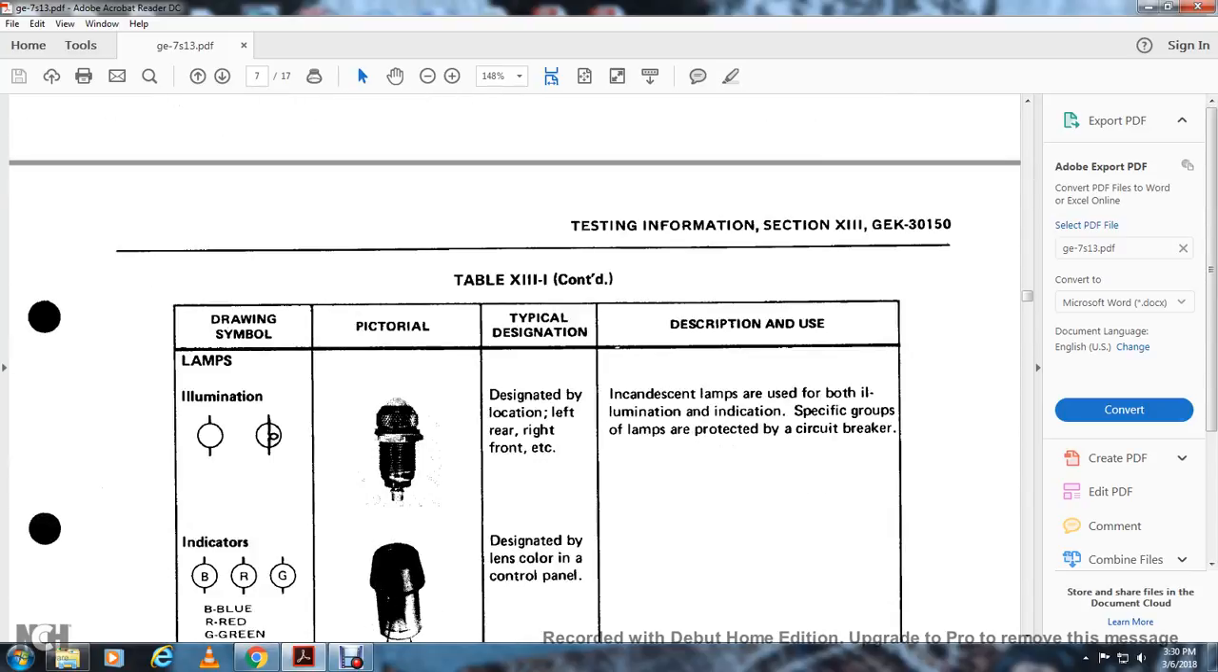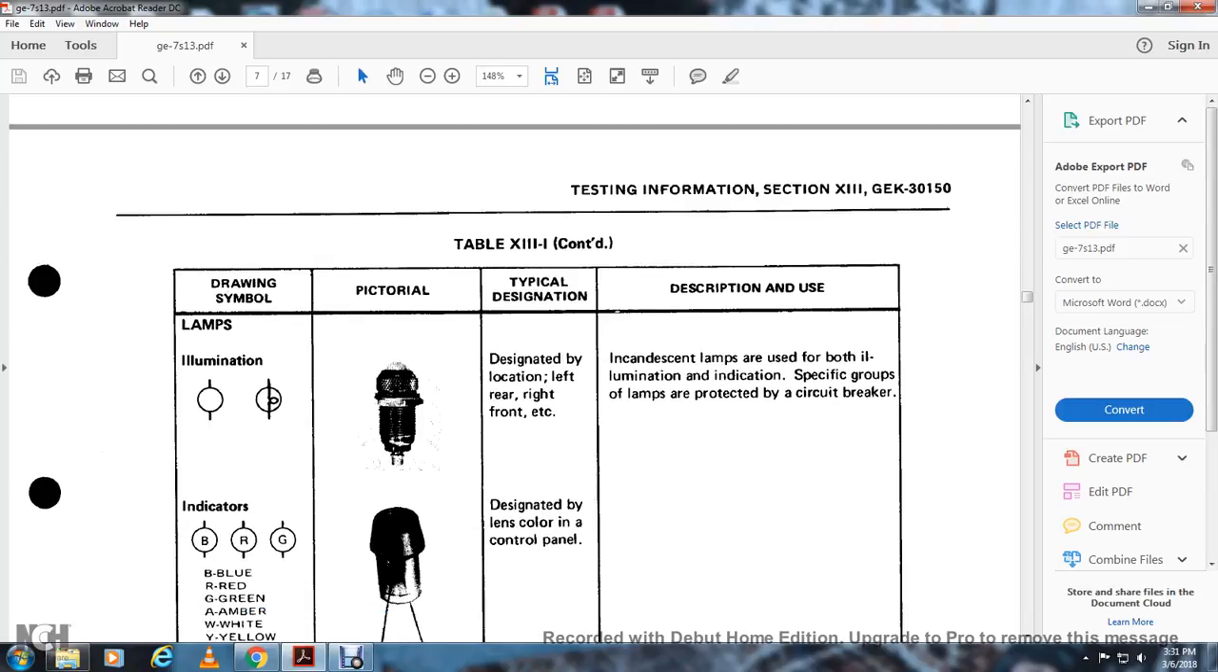Alright, your illumination lamps, illuminations are circles with a bulb in them. So you have your pictorial designation on the location, left, right, front, etc. Incandescent lamps are used for both illumination and indication. Specific groups of lamps are protected with a circuit breaker.